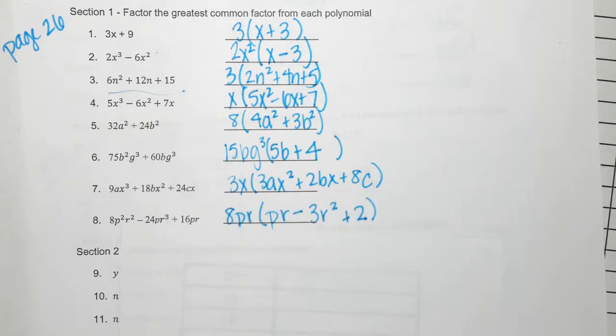Number 8. I got 8PR. Did y'all get 8PR? What did you do? Do you see why it's not 4? Because you have to take the biggest. You can go larger. The biggest number and the smallest exponent. The biggest number and the smallest exponent.